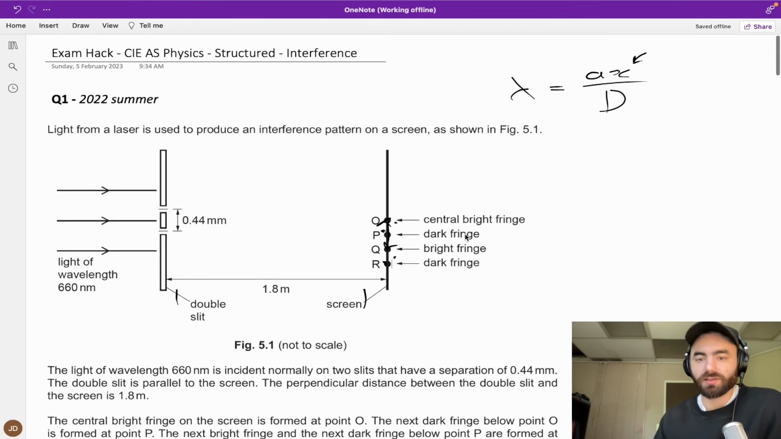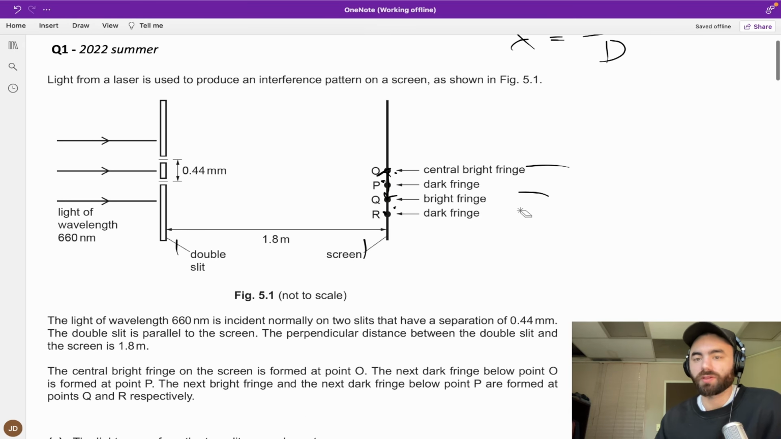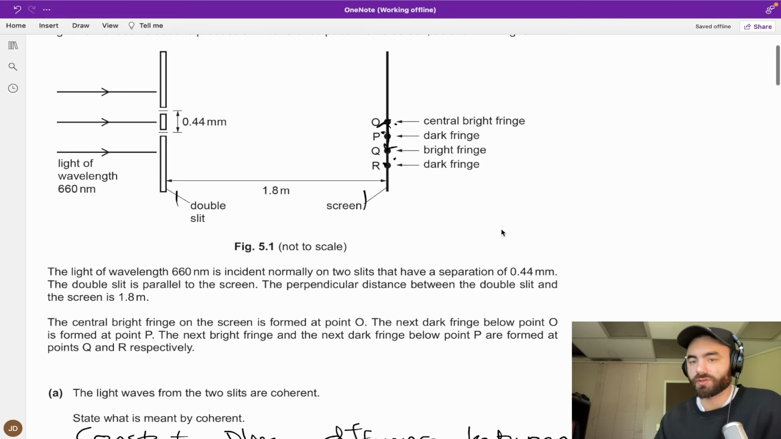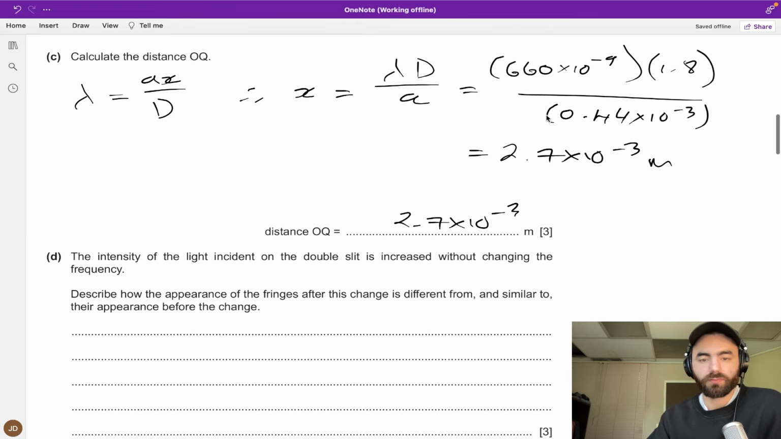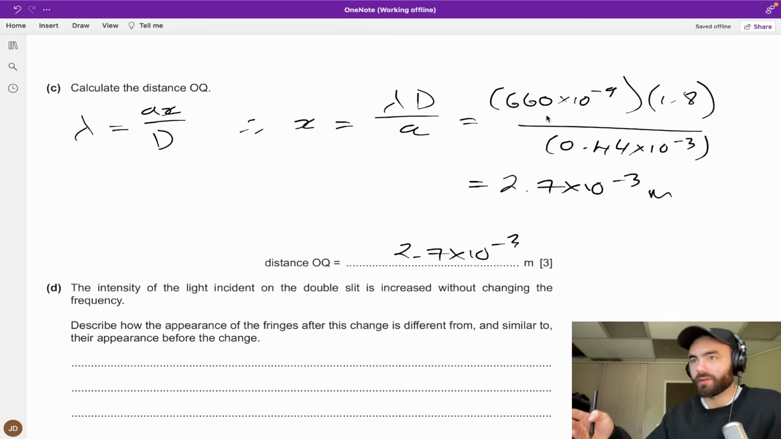And obviously the separation between two bright fringes will be the same as the separation between two dark fringes. Right, 0 to a wavelength, half a wavelength to 1.5 wavelengths.